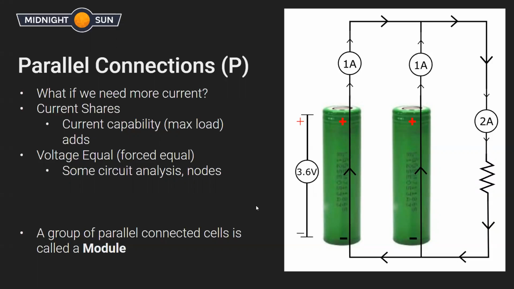If there was a difference in voltage before putting the cells into the circuit, so if one was at 3.7 volts and one was at 3.5 volts, then they would quickly balance the charge between the cells. So you'd have current flowing from the higher cell to the lower cell. And then cells that are put in parallel are called a module.